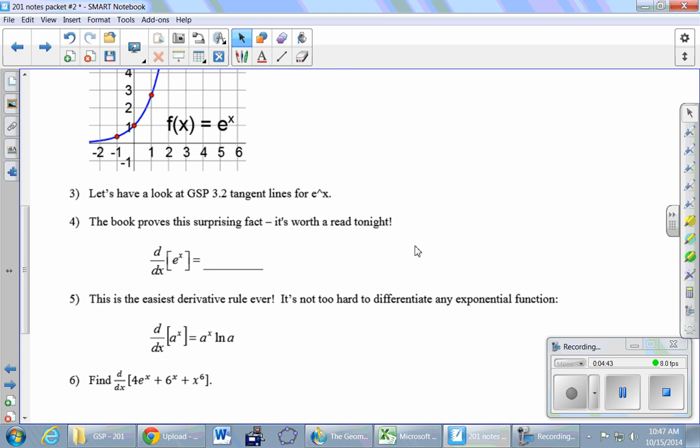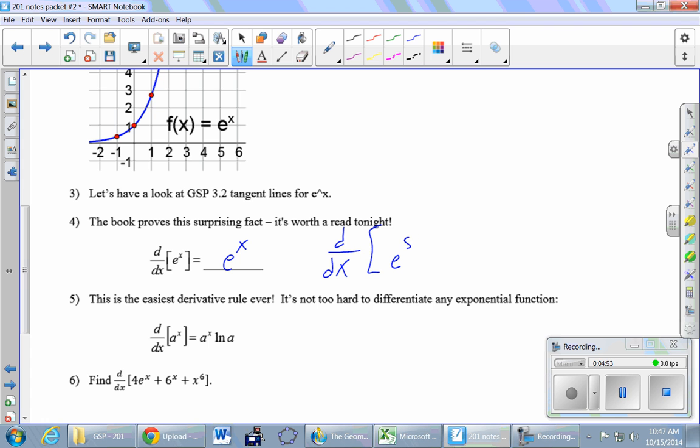So here's our new derivative rule, number 4. It says the derivative of e to the x is e to the x. Great. Which means that we're going to add in here another chain rule thing. We're going to write a rule for the derivative of e to the stuff.